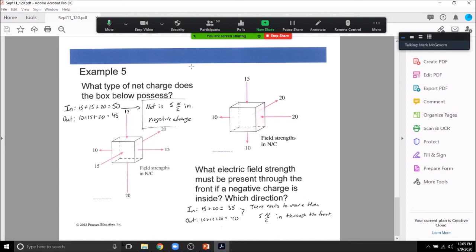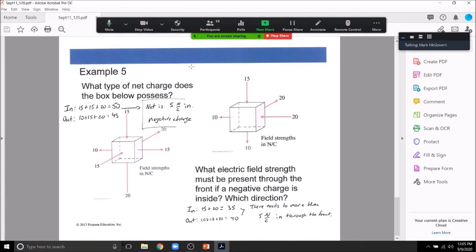It keeps using that word net. It's very important here. We don't really know how many charges are in there. We don't know how they're configured. We don't have enough information. All we can tell is that whatever's in there, there's more negative than positive. That's what we're going to say here.